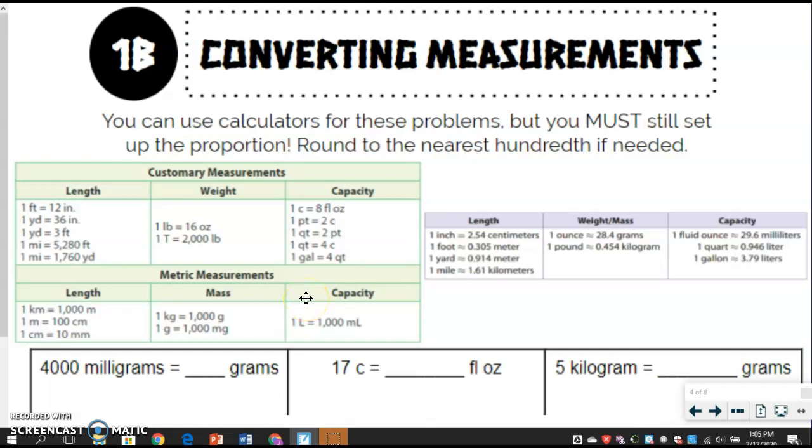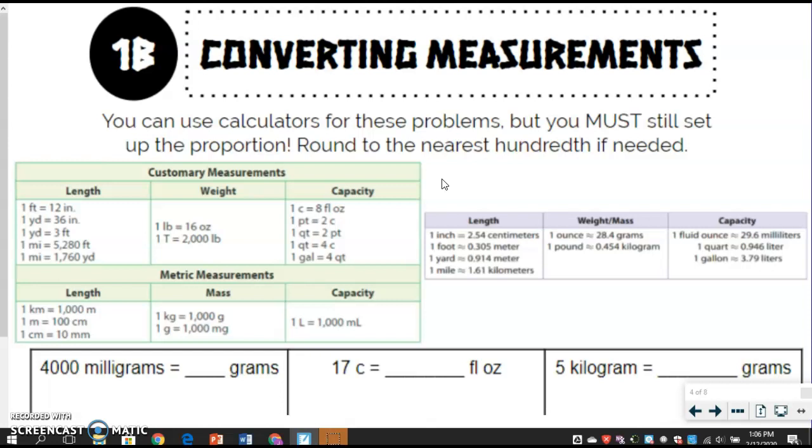Let's go ahead and learn how to convert measurements. Before we start, you are allowed to use calculators on these problems. If you don't have one, please go right now to the back bookshelves and borrow one from the bins labeled calculator. You will want them for these problems. We'll use them throughout all these problems.